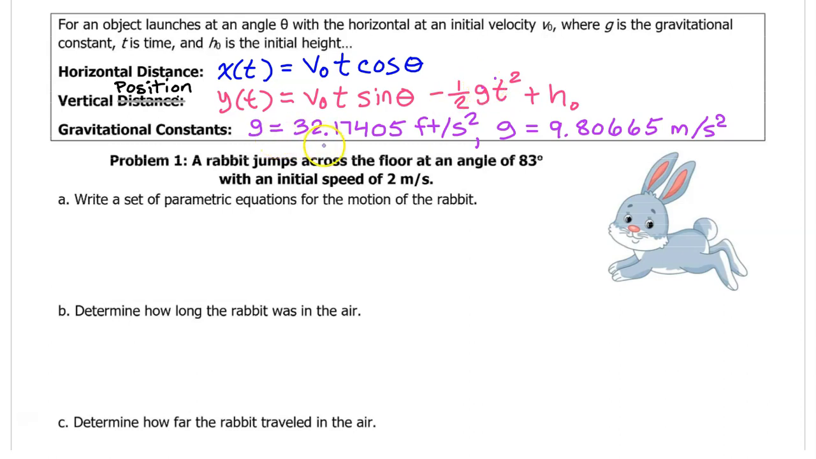g is 32.17405 feet per second squared, or 9.80665 meters per second squared.